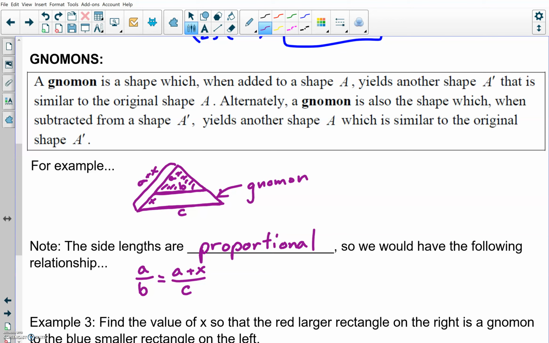Part 2 of section 10.3 left off looking at gnomons, the idea that when you put a shape into play that is a gnomon, that creates a new shape that's similar, then there are proportions that you can use to help relate the sides of the original shape and the gnomon adjusted shape.